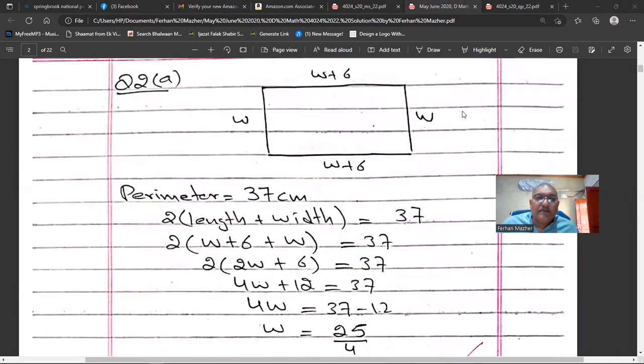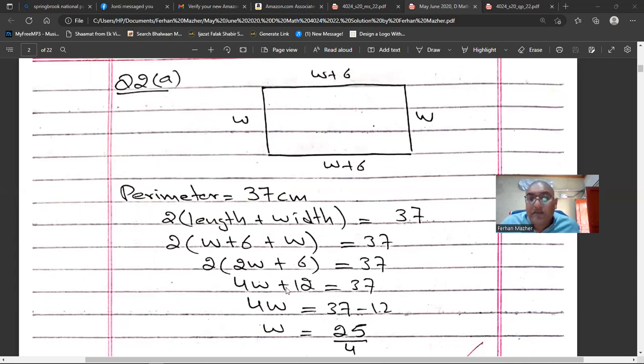Here we go. So suppose this is that rectangle and its width is W, the length is 6 more than W, so it will be W plus 6. The perimeter is 37. The perimeter is 2 times the sum of the length and the width. So 2 bracket length plus width bracket close equals 37. So the length is W plus 6 and the width is W. So it will become 2 times (W plus 6 plus W), and that's 37.